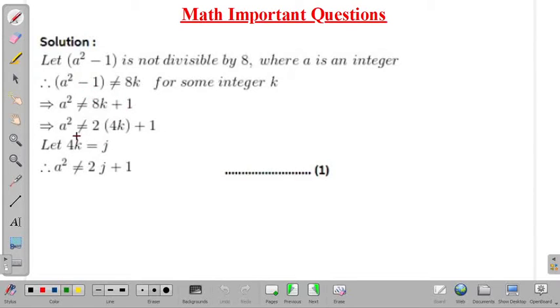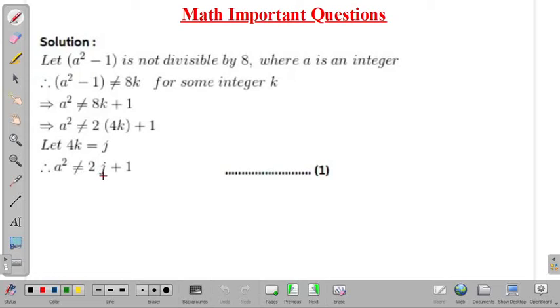Then a square will not be equal to, see, 8k can be written as 2 times 4k, plus 1, and let 4k equal j. So we will get from here a square is not equal to twice of j plus 1. Now you can see a square is not equal to twice of j plus 1.